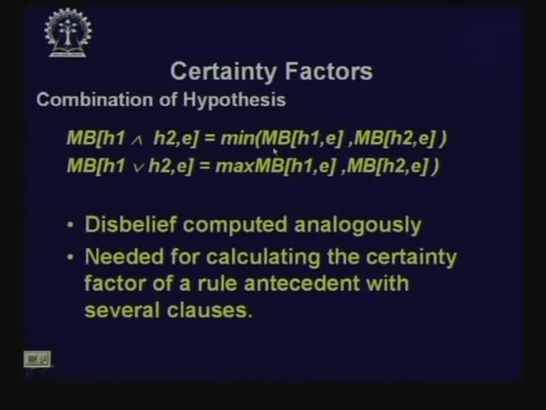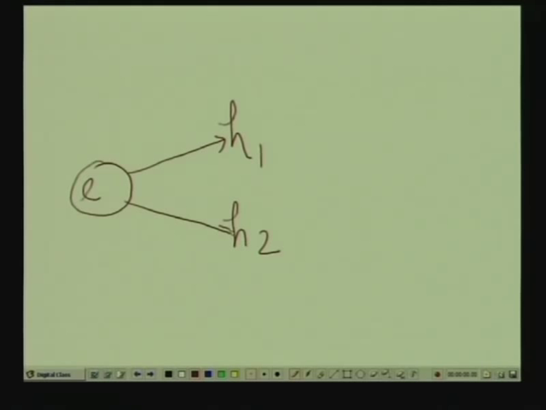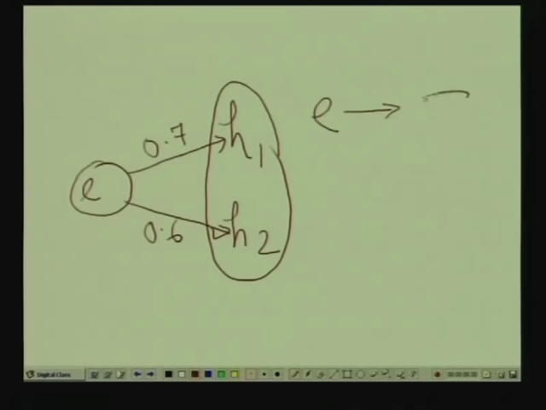Now, this is the minimum of MB H1 E and H2 E. That means what? I have got a hypothesis H1, I have got a hypothesis H2, one evidence is supporting this and the same evidence is supporting this, with say 0.7 and this with 0.6. And I want to find then E is supporting H1 and H2. What is the strength of that? It will be the minimum of these two links, the weaker of these two links, because both these will be true with the minimum value. So this will be 0.6.